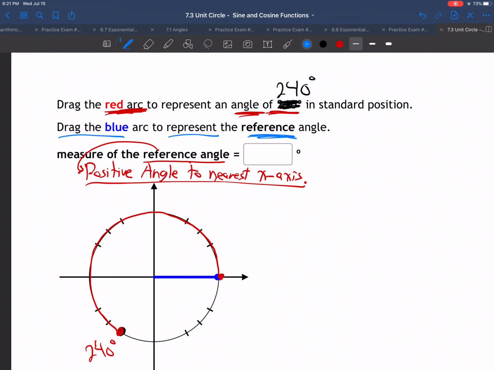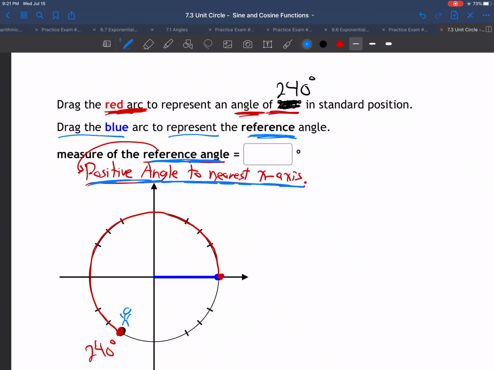Now, what's the reference angle going to be? Well, that's where we've got to be clear on this definition. What is a reference angle? It's the positive angle to the nearest x-axis. So, if you're sitting right here, if this is you, let me put a little person here. There we go. There you are. You're a little person right there at 240 degrees.